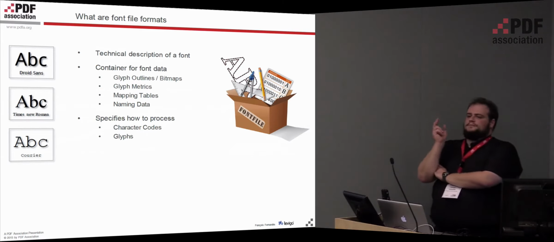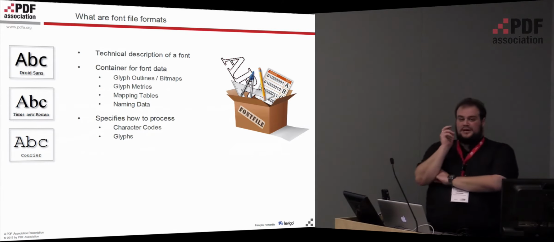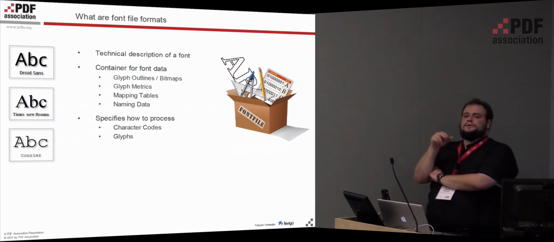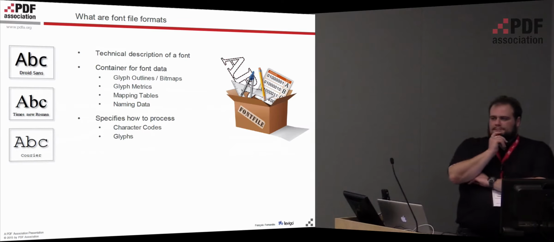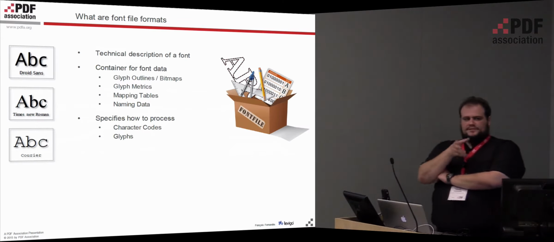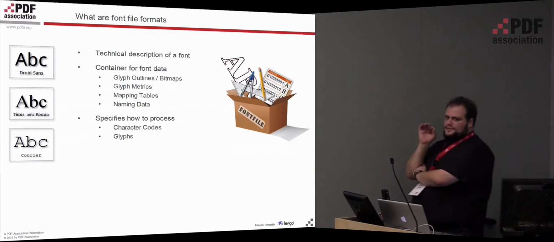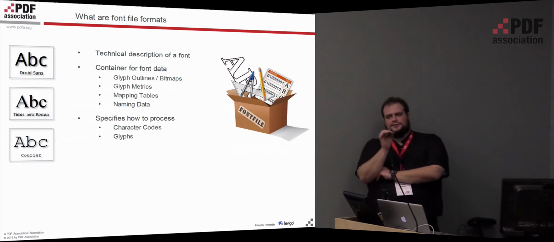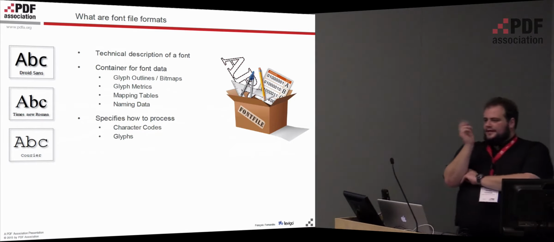And of course, some kind of encoded information about the glyph metrics, about mapping tables, so as to get access to all the glyphs, and possibly naming data. You might have noticed that typically you're not choosing a file name if you're selecting something in Word to style your text. So the name of that font is actually inside that font file.